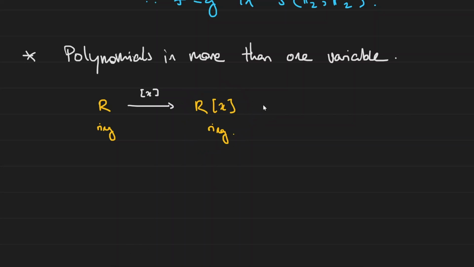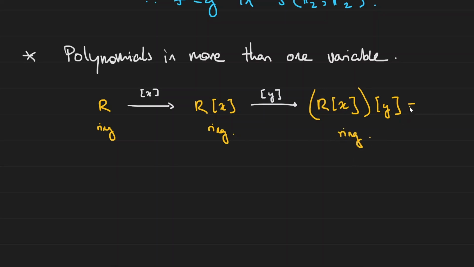Well, nothing's stopping us from doing that. Let's adjoin another element, let's say y. And what we end up with is R of x. This is our original ring, but then we're going to adjoin this element y. And obviously it still holds that this is a ring.